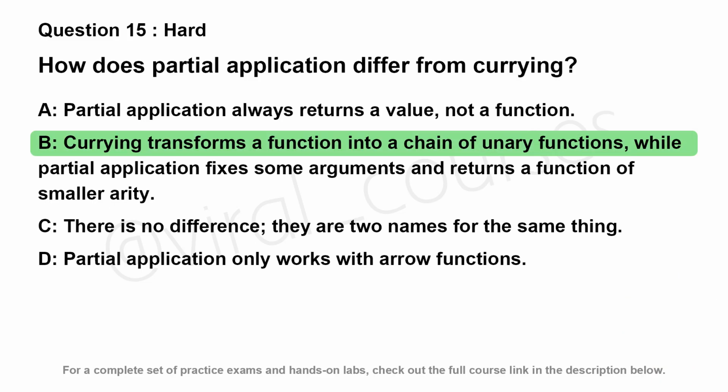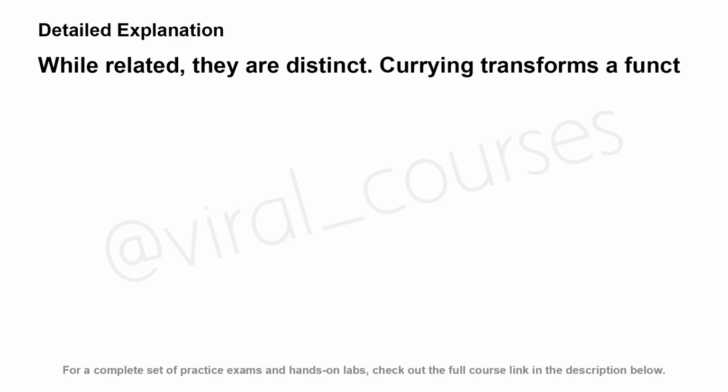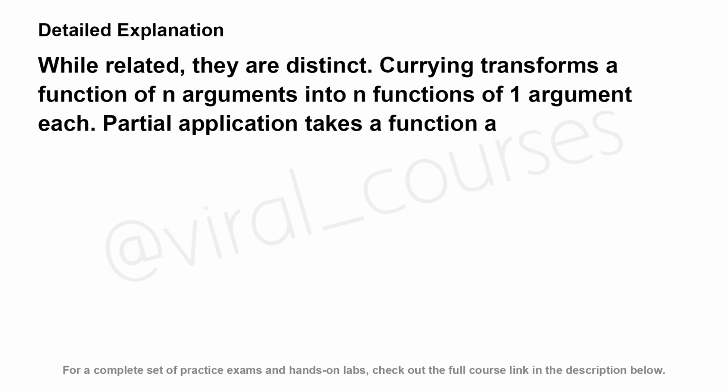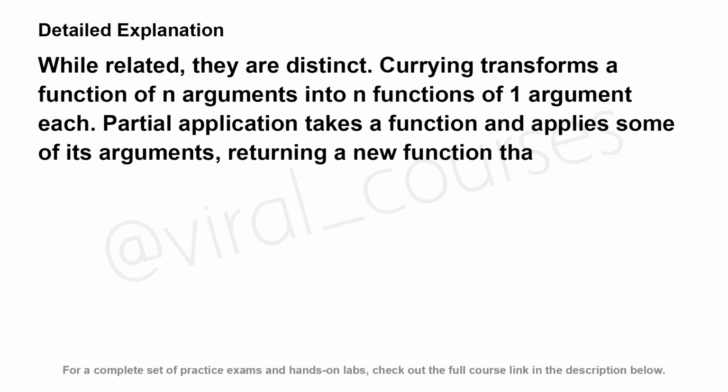The correct answer is B. While related, they are distinct. Currying transforms a function of n arguments into n functions of one argument each. Partial application takes a function and applies some of its arguments, returning a new function that takes the remaining arguments.